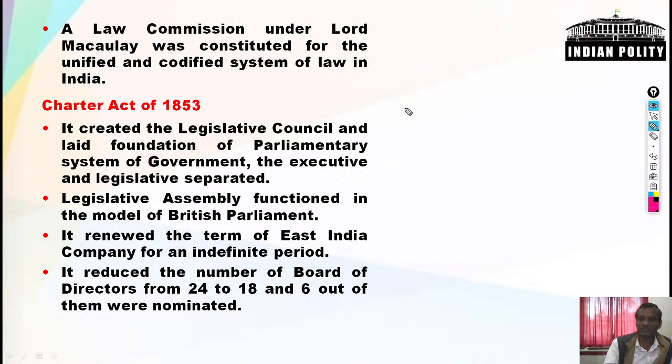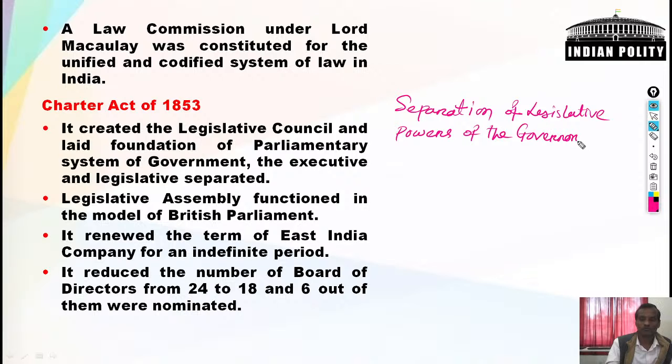सो दैट इज सेपरेशन of legislative powers of the Governor General. ओके, सेपरेशन हुआ तो गवर्नर जनरल के जगह पर कौन करेगा? लेजिस्लेटिव असेंबली विल तैयार. ओके, देन the number of board of directors 24 to 18 reduced किया गया, 6 out of them were nominated.